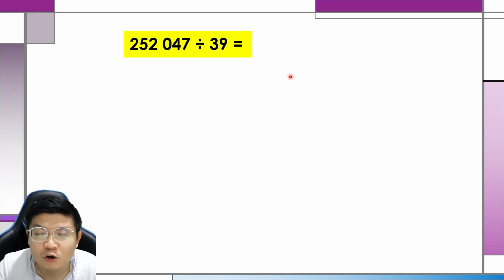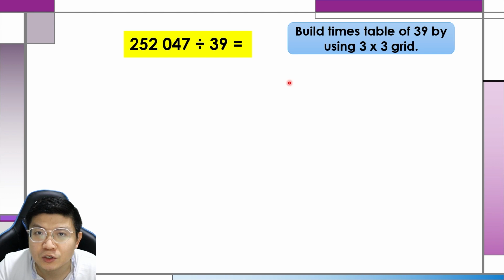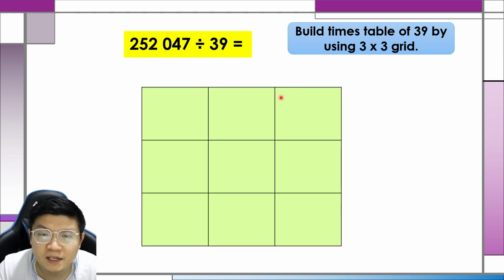Apart of that, I will be showing you another method, so-called using 3 times 3 grid. Okay, 3 times 3 grid is something like this, 3 by 3. So how do you want to build the times table of 39? Okay, first, I insert 39. The first multiplication here, 39 times 1 here. So second slot, I'll be doing 39 times 2.